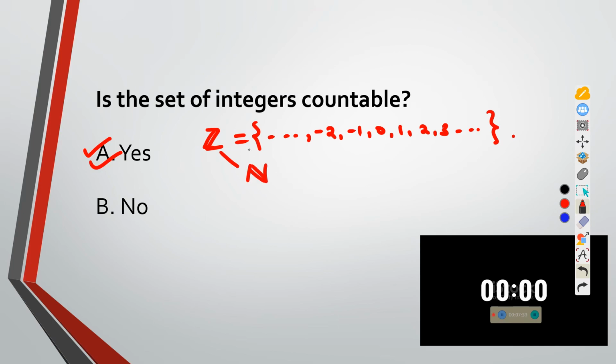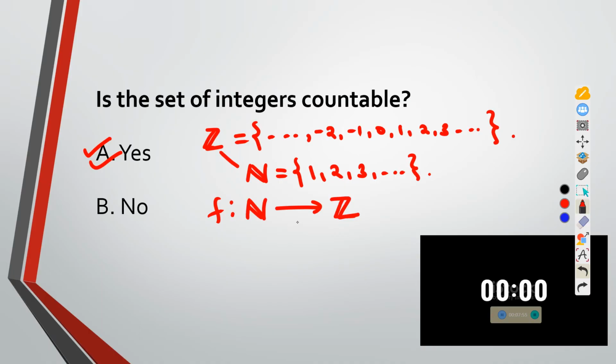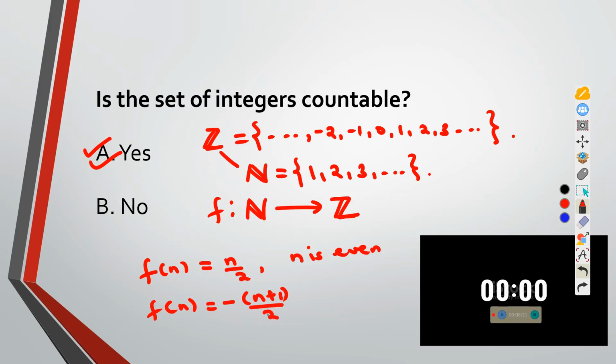There exists a bijection between this set and the set of natural numbers, which is 1, 2, 3, and so on. So there is a bijection. We can easily get a function that takes the elements of natural numbers to the set of integers, and that one can easily be obtained. For example, if you define your function f of n as n over 2 if n is even, and you have f of n as negative of (n minus 1) divided by 2 if n is odd.